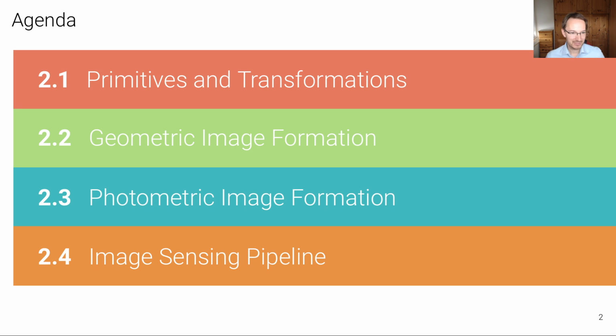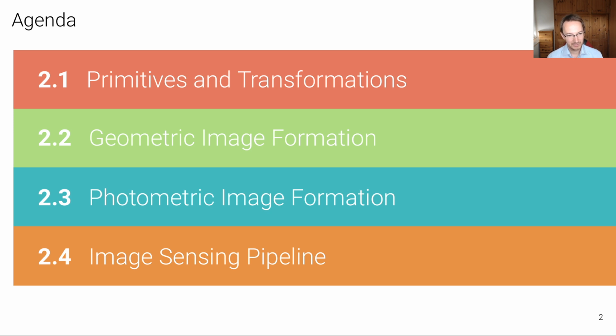This lecture is structured into 4 subunits. In the first one, we will introduce basic primitives and transformations in conventional, but also in particular in so-called homogeneous coordinates, which play a fundamental role for describing objects and projections in 3D computer vision.